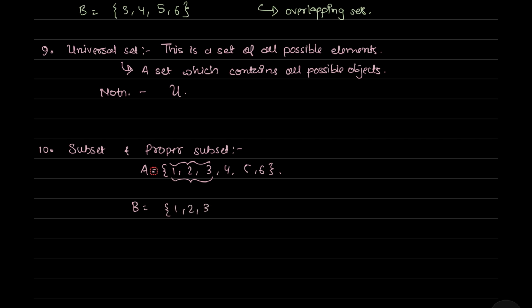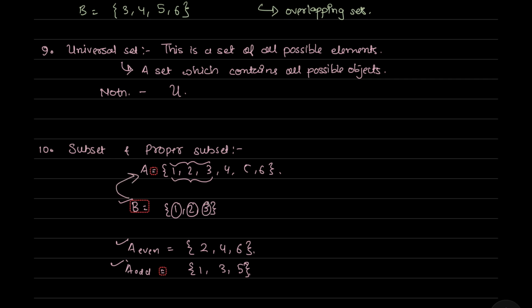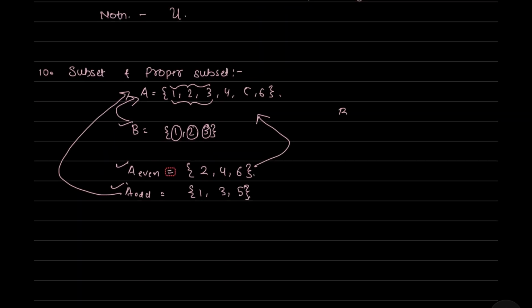1, 2, 3. Now, also suppose I'm taking out a set called A even, which is basically the even numbers of the set. Then I'm taking out A odd, which is basically the odd numbers of the set. Now, as you can see, all of the elements of B, A even, and A odd are contained in A. From A even also, each of the elements are contained in A. A odd also, each of the elements are contained in A. So we can say that B is a subset of A.